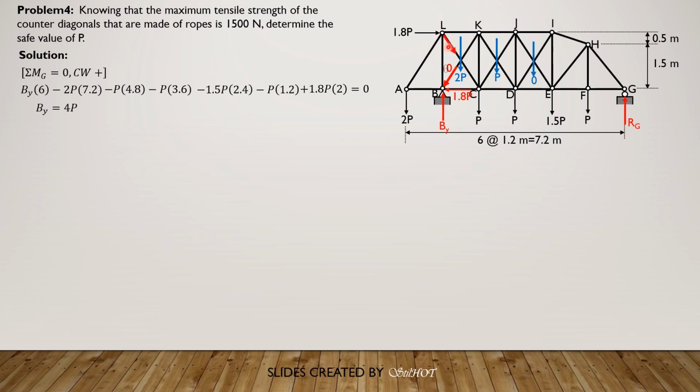Now we compute this angle theta. Theta is the arctan of opposite 1.2 divided by adjacent 2. So 1.2 over 2, so theta is equal to 30.964 degrees. The vertical component of this member in tension, CL, is FCL cosine theta, which must be greater than or equal to 2p. Then this is equal to 1,500. 1,500 cosine of 30.964 must be greater than or equal to 2p. Therefore, p must be less than or equal to 643.1 newtons. So that's the safe value of p.